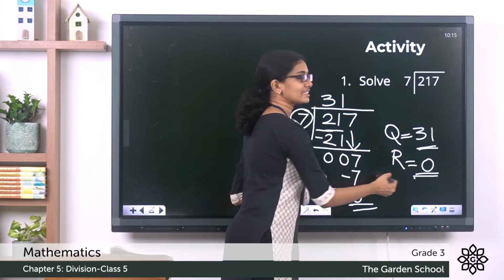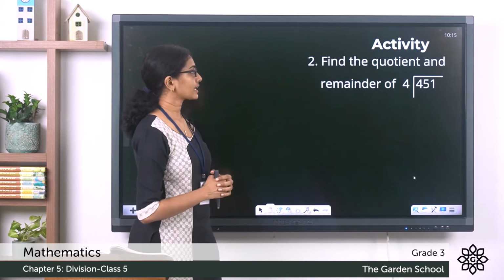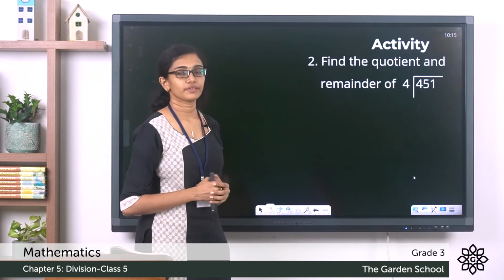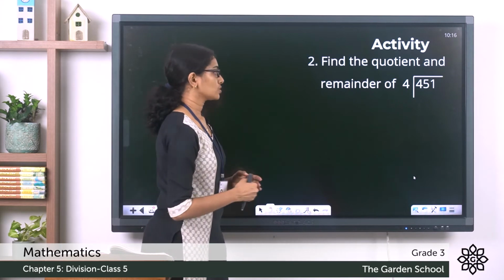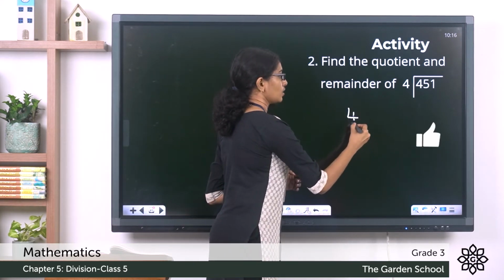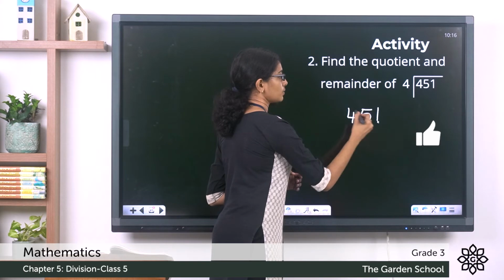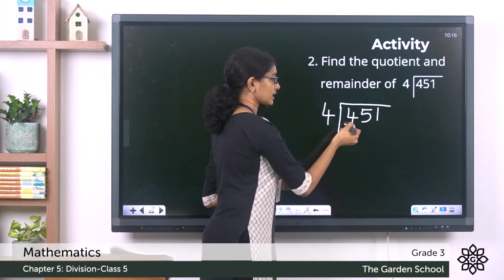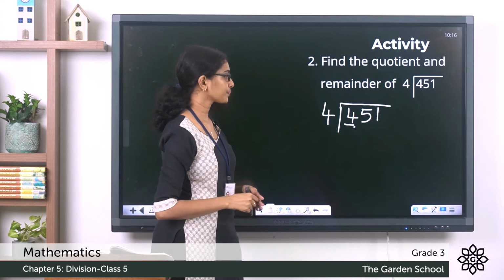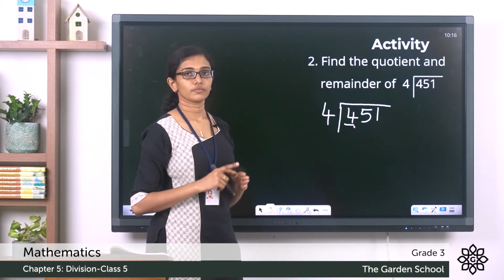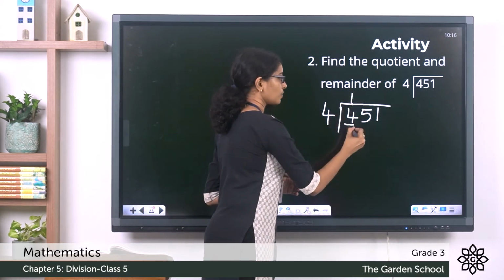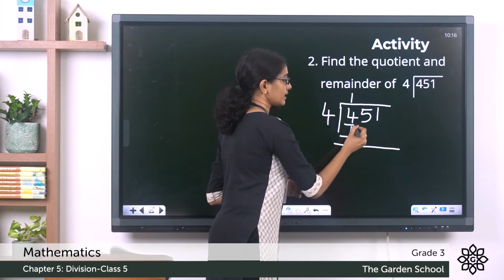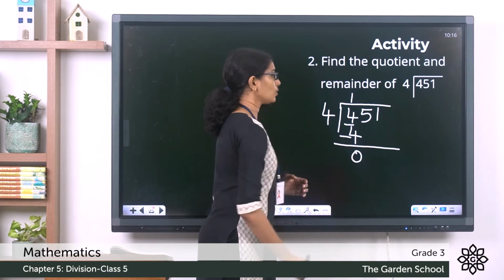I hope you got the answer correct. Now let's discuss the second question. Find the quotient and remainder of 451 by 4. So let's see how we can do that. 451 by 4. Considering the first digit, which is 4 here, 4 divided by 4. We know 4 ones are 4. So 4 into 1, 4. Subtracting 4 minus 4, 0.